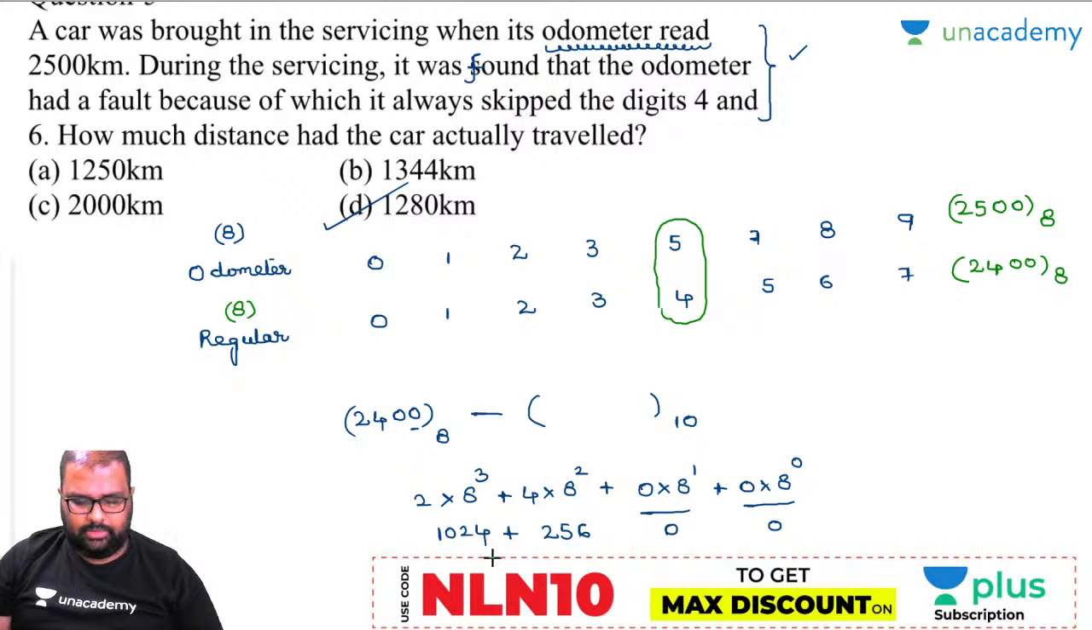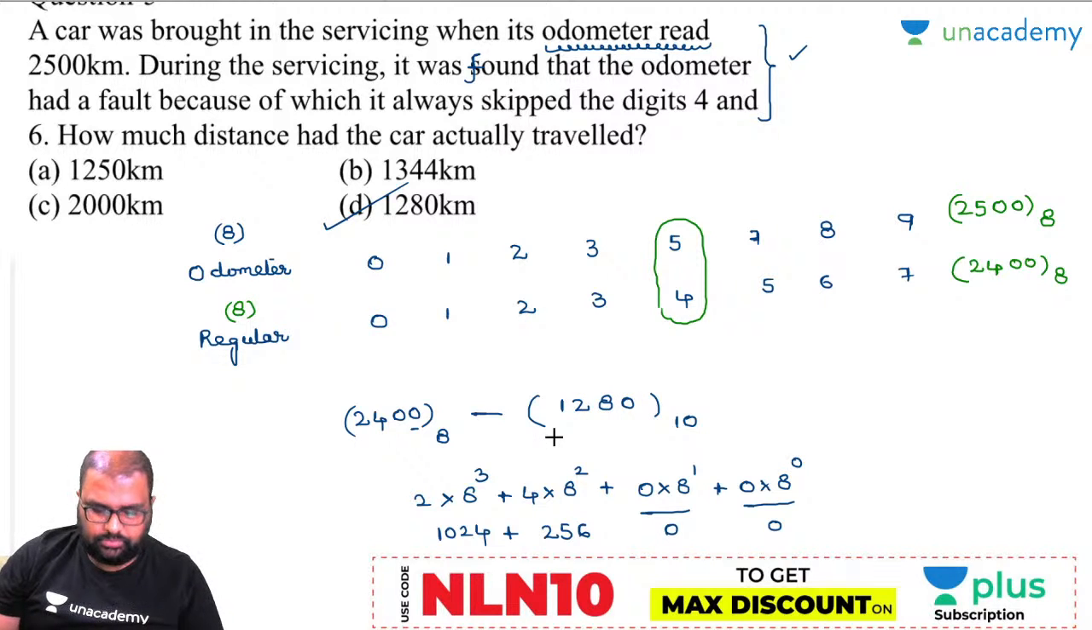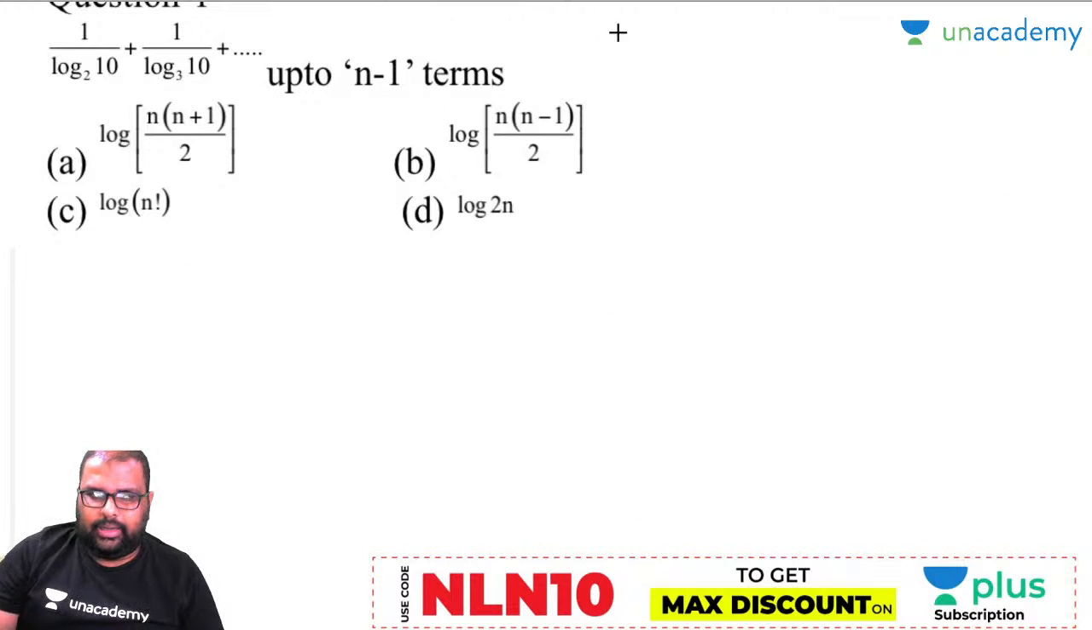I think I am clear. Nobody is answering me in the comment section box. What happened? So the answer is 1280 in base 10. Done. Very good. And this question everybody can solve easily.